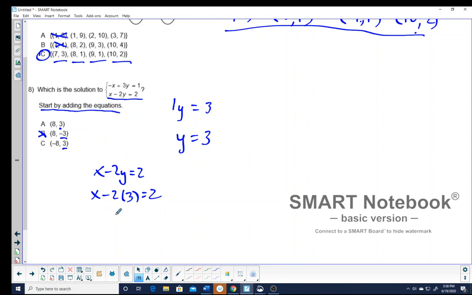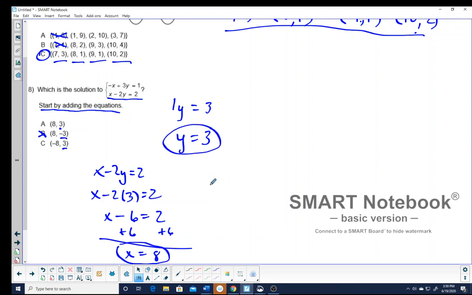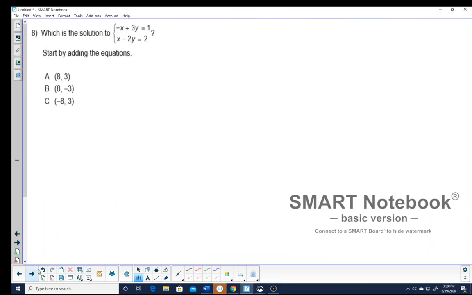And 2 times 3 is 6, so that becomes x minus 6 equals 2. And then your last step is to add 6 to both sides. And what do we get? We get x equals 2 plus 6, which is 8. So we know x is 8, y is 3. So as an ordered pair, that would be 8, 3, and that matches answer choice A. So there were 2 more, right? Okay, that already takes care of number 8.